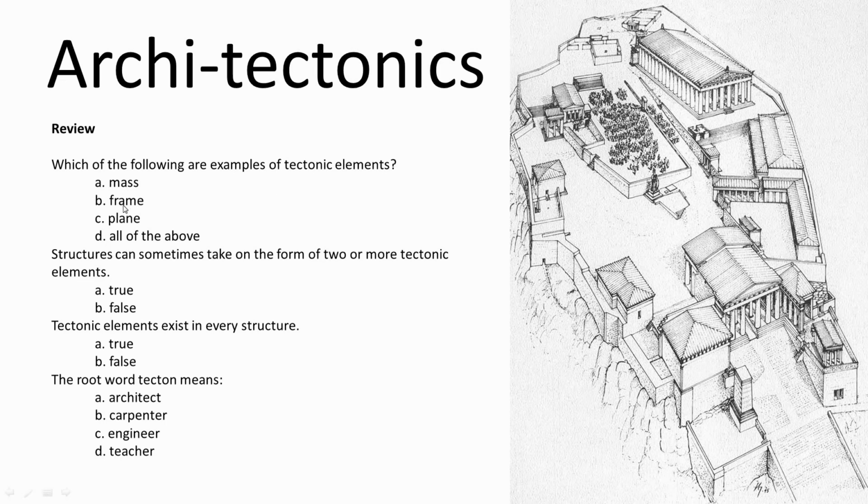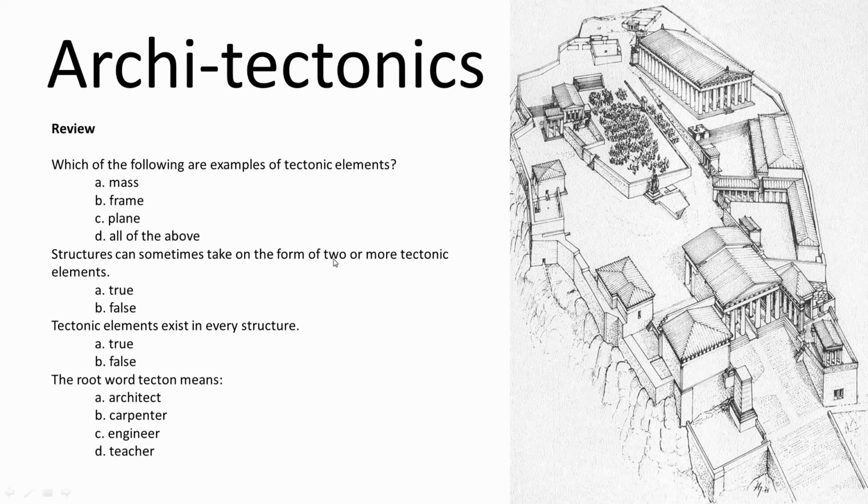Well, answer A, mass. Answer B, frame. Answer C, plane. Answer D, all of the above. What do you reckon? A, B, C, D? Well, I'm going to hope you went for D. It's all of the above. Yes, remember, mass, frame and plane. They're all tectonic elements. What about structures?